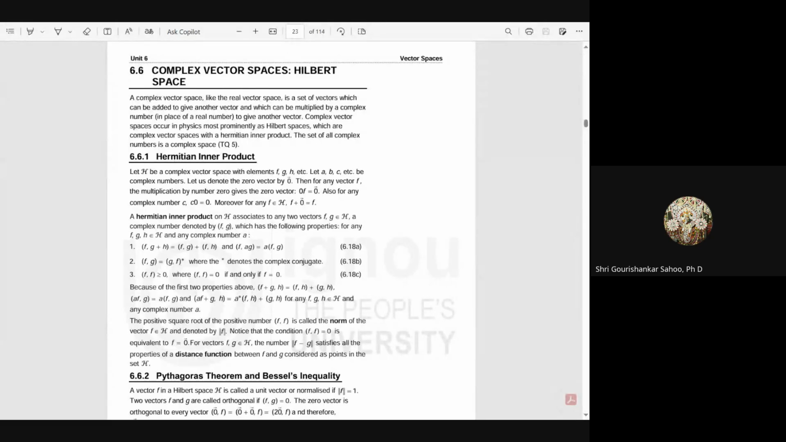If H is a complex vector space with elements f, g, h, etc., and a, b, c, etc. are complex numbers, you can denote the zero vector by 0 with an arrow over it. Then for any vector f, multiplication by the number 0 gives the zero vector, and any complex number c times the zero vector is equal to 0. So f belongs to Hilbert space H and f plus the zero vector is equal to f. And the Hermitian inner product on H associates to any two vectors f, g belonging to H a complex number denoted by (f, g), which has the following properties as shown on the screen.